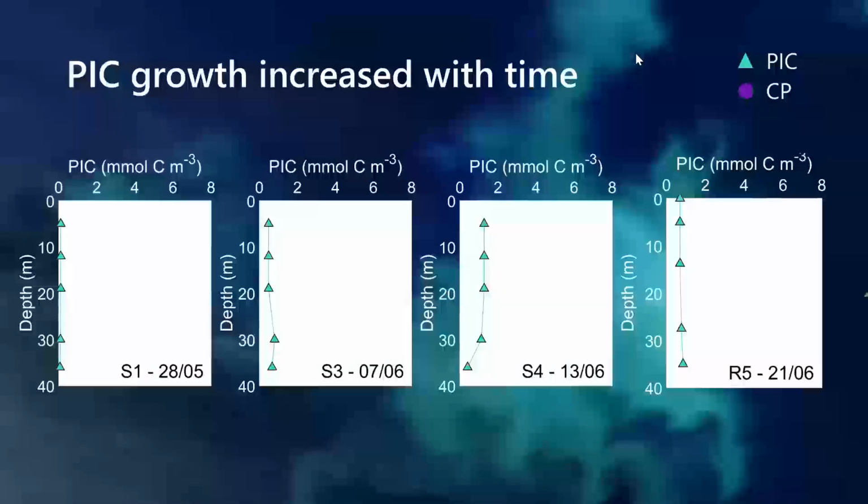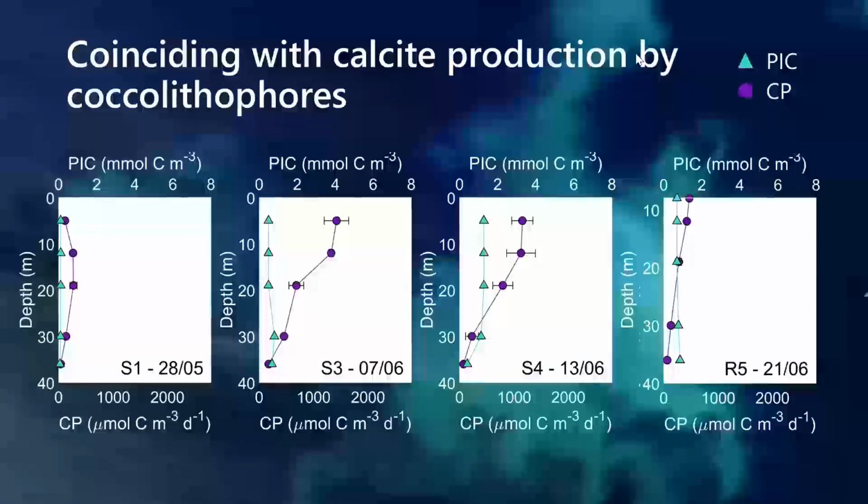And when we look at the time series data, so we're going through these 3 S stations and then an R station, you can see that the PIC increases at all depths from 0 to 40 meters through time. And this coincides with an increase in calcite production by coccolithophores. So this is total calcite production. You can see calcite production increases, and then starts to slow. So it suggests that we have this increase in cell numbers peaking around station 4 and then starts to decrease again.